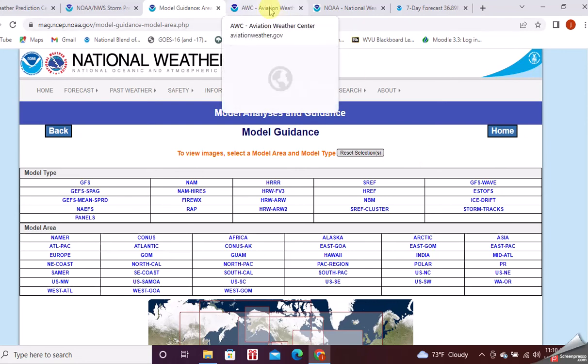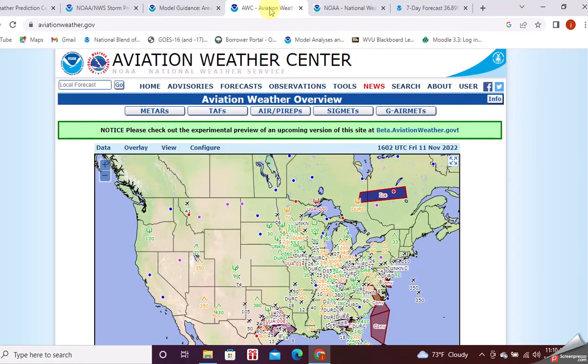So then again, this is all part of NCEP. The Aviation Weather Center is part of NCEP. While it doesn't write the local terminal area forecasts, the TAFs, it does write broad systems and AIRMETs and SIGMETs and all that.